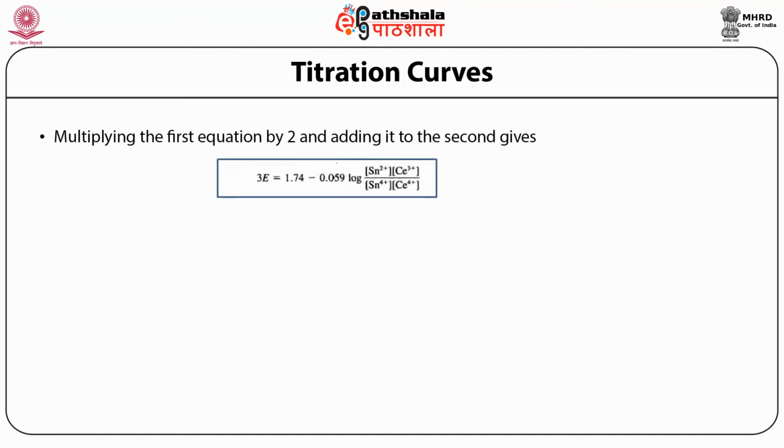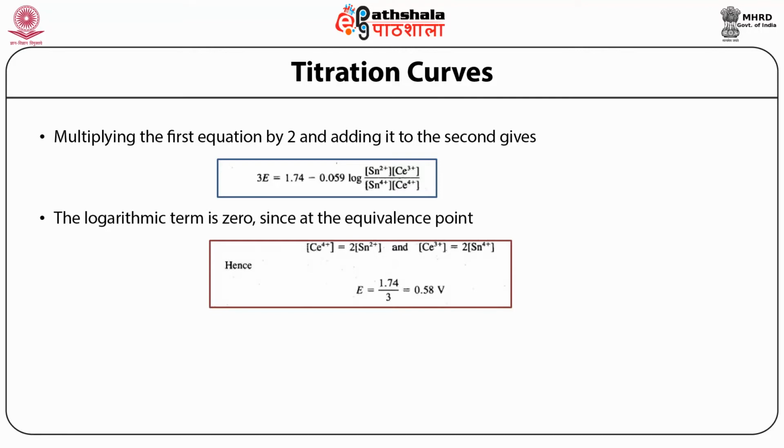Multiplying the first equation by the second and adding it to the second gives the resultant equation. The logarithmic term is 0 since we are at the equivalence point, and the final equation that we get here is E is equal to 0.58 volt.